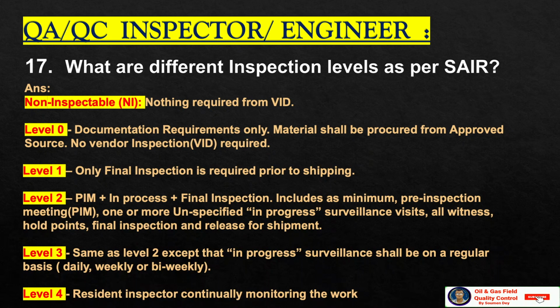Level 1, only final inspection is required prior to shipping. Level 2, PIM, in process and final inspection. PIM means pre-inspection meeting, and includes as a minimum one or more unspecified in-progress surveillance visits, all witness and hold points. Final inspection and release for shipment is required for level 2. Level 3 and 4 are the most strict levels. Level 3 is the same as level 2 except in-process surveillance shall be on a regular basis, daily, weekly or bi-weekly. Level 4, a resident inspector continually stays on the facility and monitors the work.